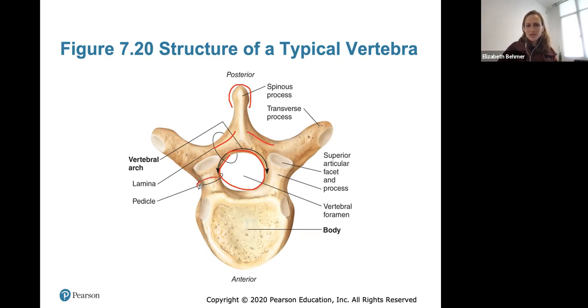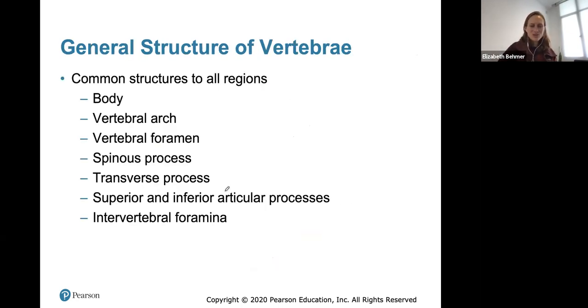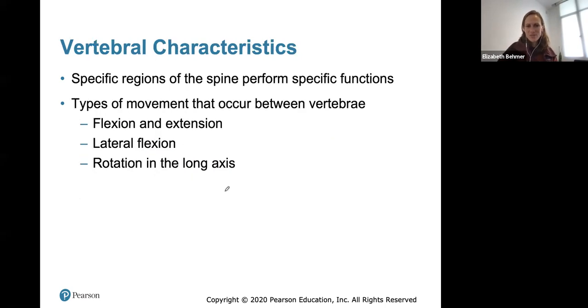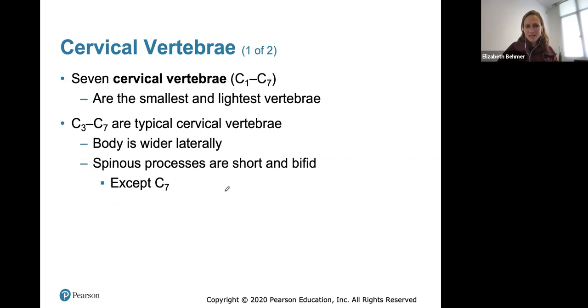And the pedicles connect this posterior part of the vertebral column. The two pedicles connect that part to the body, the anterior part of the vertebra. Here are the common structures to all regions of a typical vertebra, which you guys should be really familiar with. Specific regions of the spine perform specific functions, and the types of movement that can occur between vertebrae are flexion, extension, lateral flexion, and rotation along the long axis.